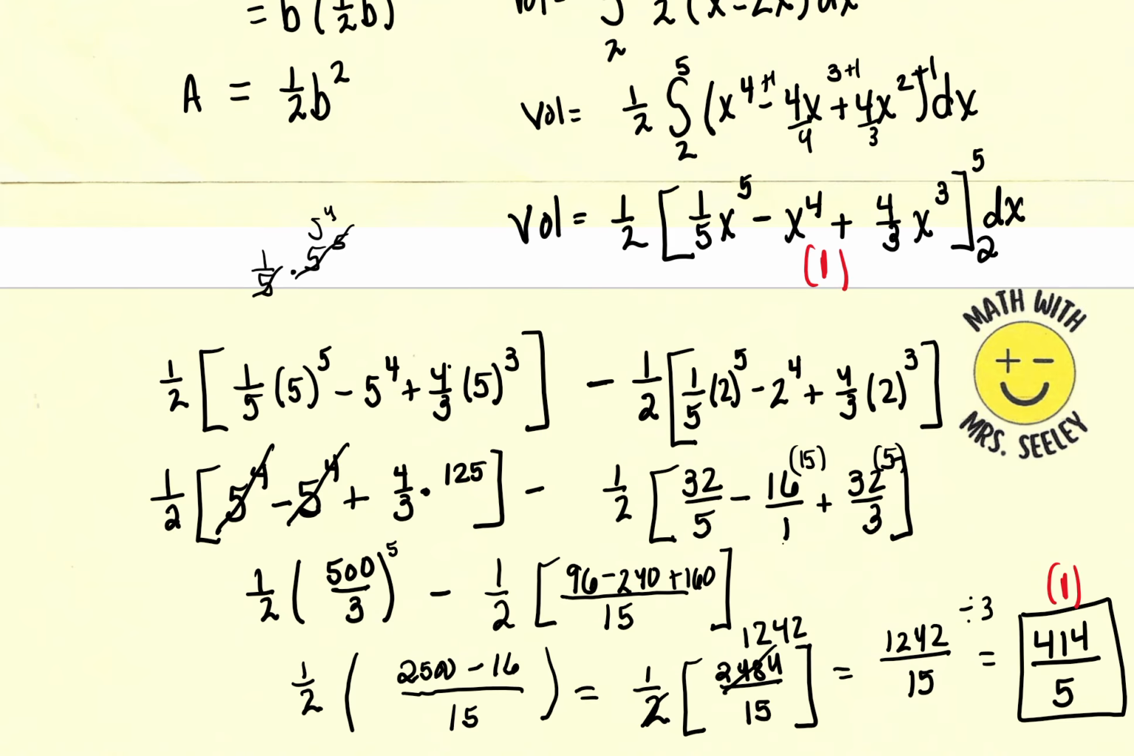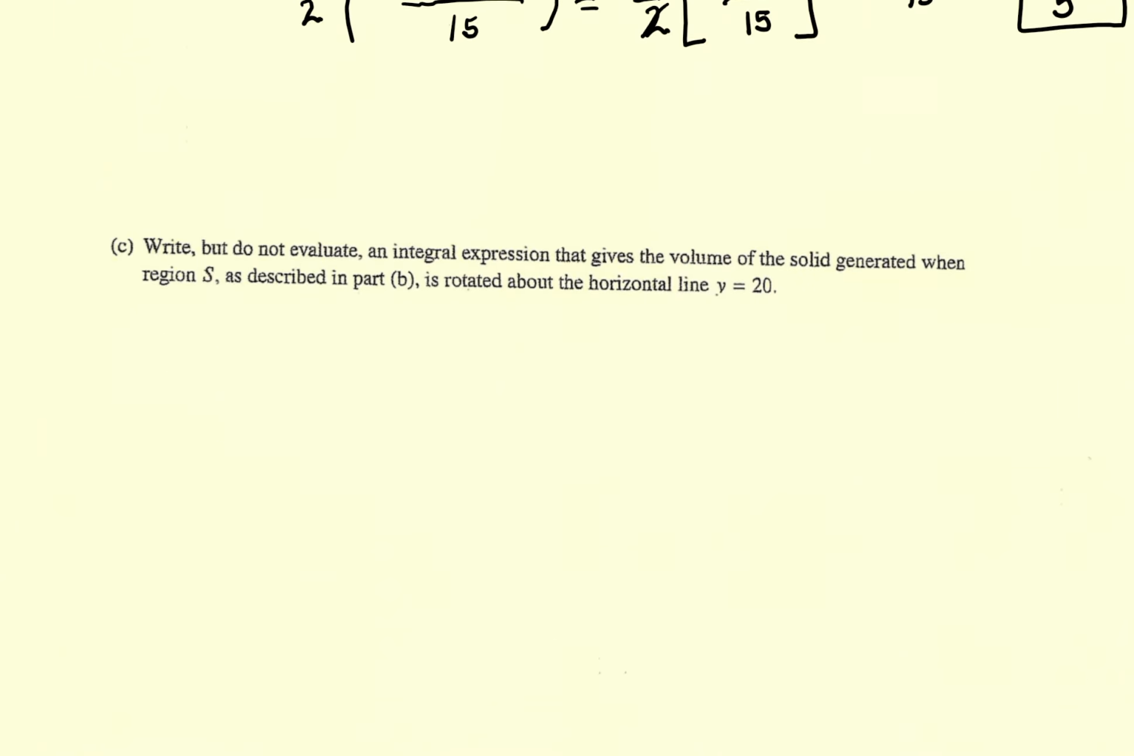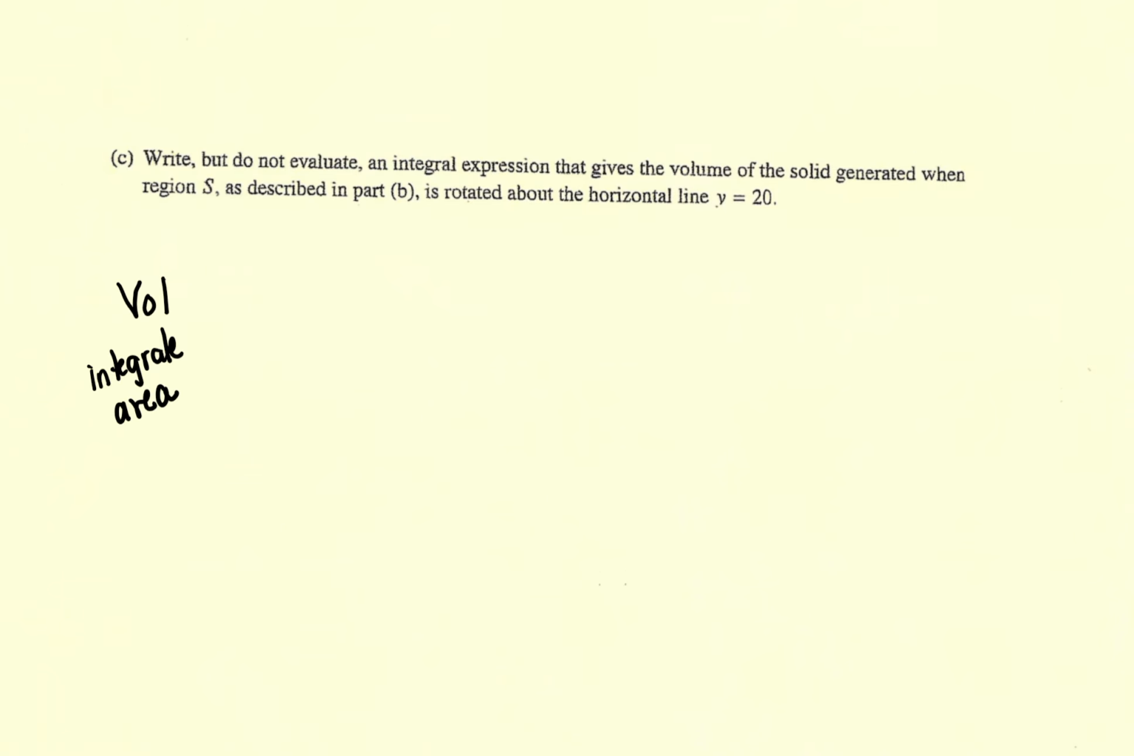All right, last part is C part. C part says to write but not evaluate an expression that gives the volume of the solid generated when region S is rotated about the horizontal line. Okay, remember we just said that volume you integrate area. The thing with when you are rotating like this, these are going to be circles.